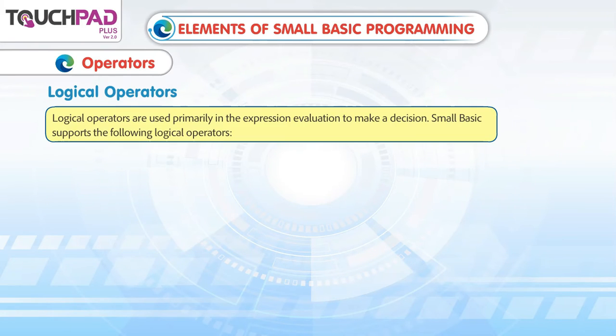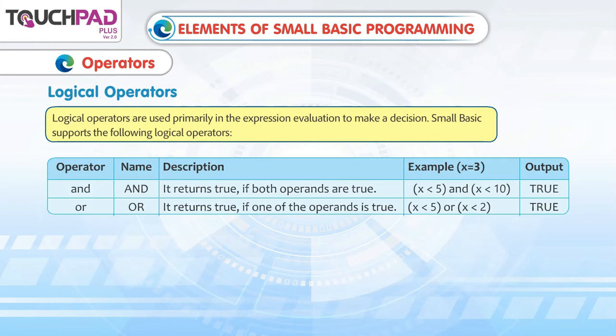Logical operators. Logical operators are used primarily in expression evaluations to make a decision. Small Basic supports the following logical operators. Operator: And. Description: it returns true if both operands are true. Example, x = 3, (x < 5 And x < 10), output true. Or: it returns true if one of the operands is true. x < 5 Or x < 2, output true.